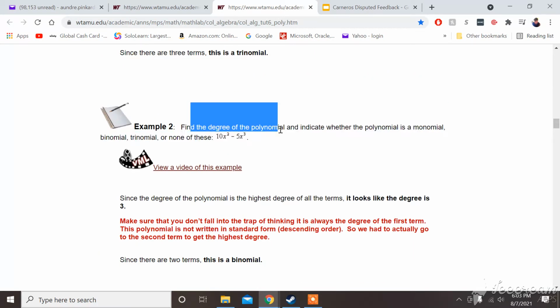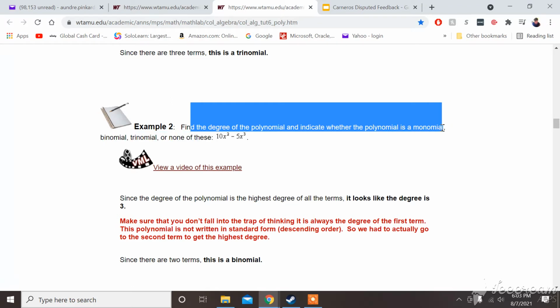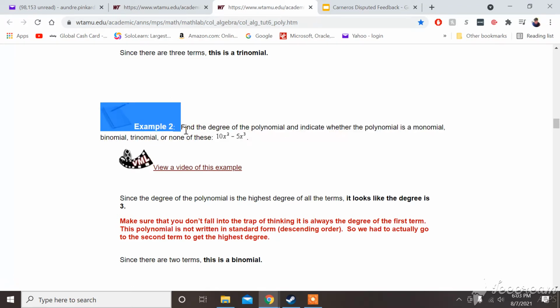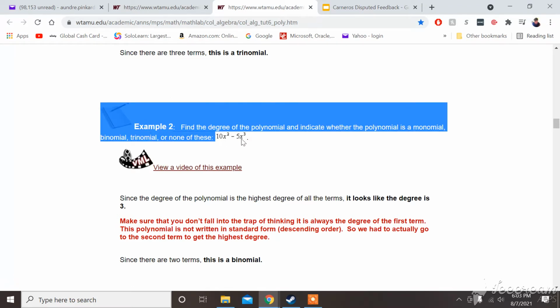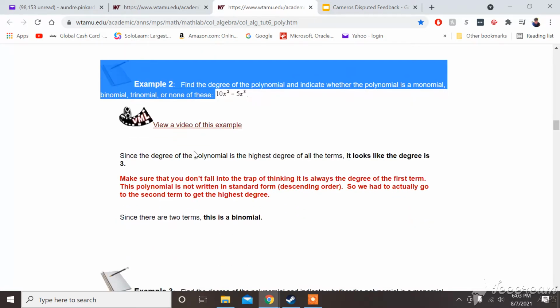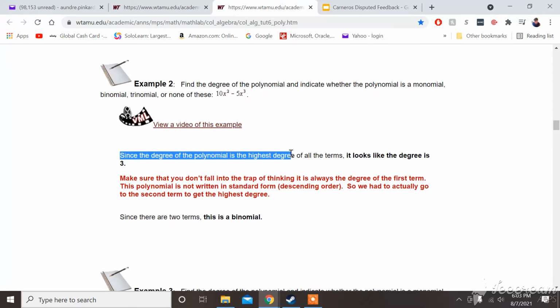Find the degree of the polynomial. Indicate whether the polynomial is a monomial, binomial, trinomial, or none of these. 10x squared minus 5x to the third. Since the degree of the polynomial is the highest degree of all terms, it looks like the degree is 3. Highest letter, lower.